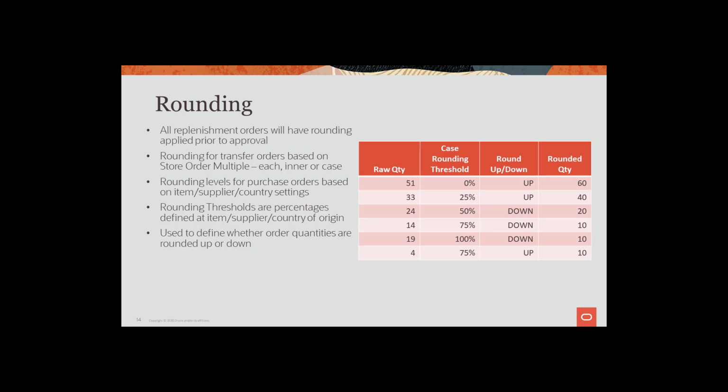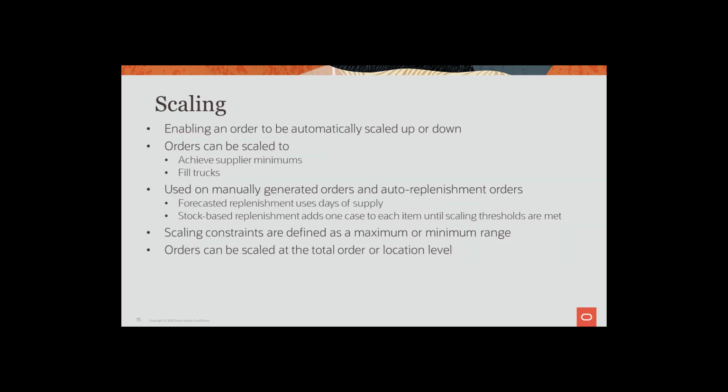As you can see, setting the rounding threshold to 0% will always round up and setting it to 100% will always round down, but it can be set for many different values in between. Also note that if the rules call for rounding quantity down to 0, merchandising replenishment will always order at least one case. This is illustrated in the last row of the example.